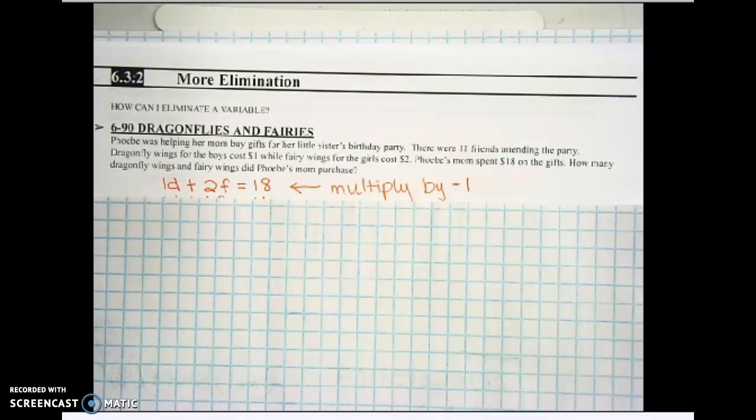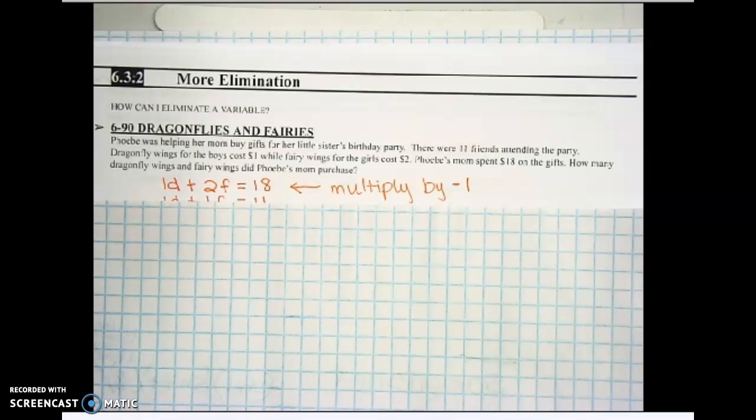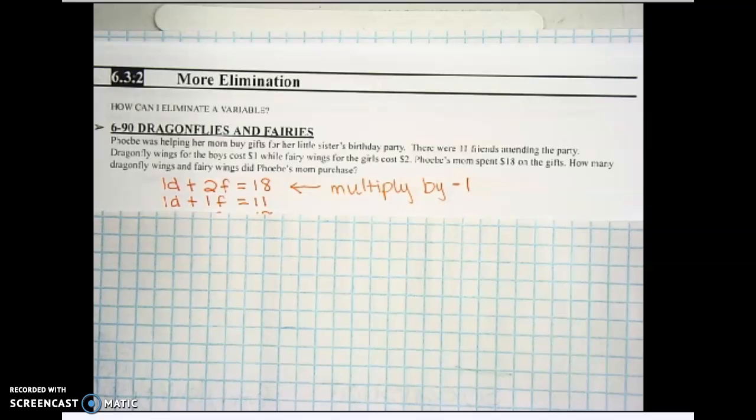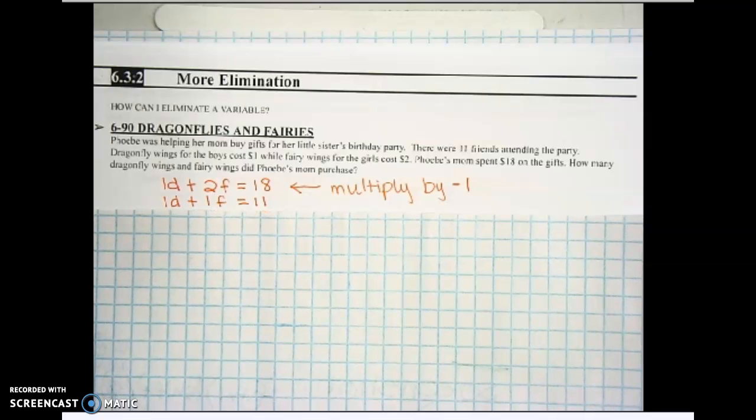The other one's not as obvious. Does anybody think they know what the other equation might be? There's one more number in there. What is it? 11. What does 11 represent? How many people are going, which is like boys and girls, but we're already calling them D and F, right? So we're just going to say some number D plus some number F is going to be equal to 11. We're not sure how many dragonflies and how many fairies, but we know altogether there's 11.